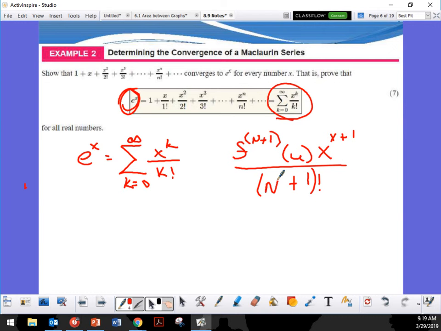I know that the derivative is always going to be e to the x, but in this case it's going to be e to the u, right? This is from the previous slide. So e to the u, and I have x to the n plus 1 over n plus 1 factorial, right? Man, my board's not liking me today.